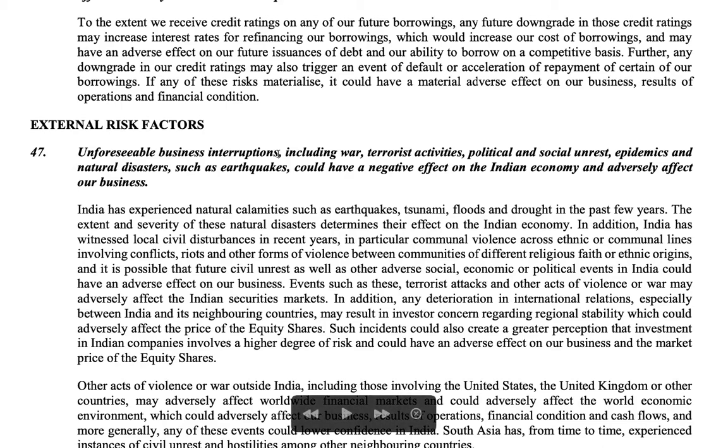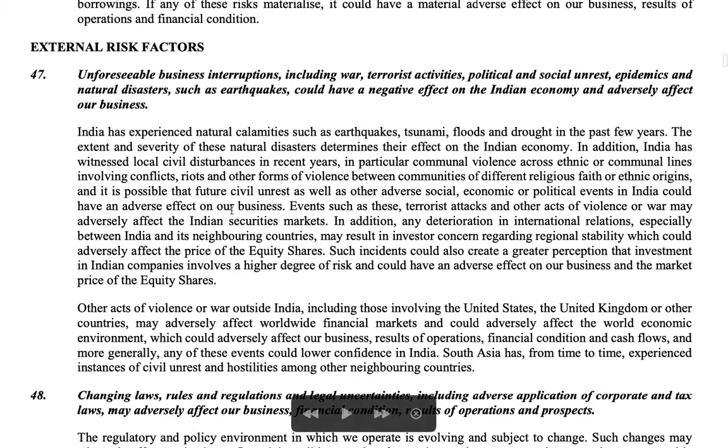So, unforeseeable business interruptions, including war, terrorist activities, political and social unrest, epidemics, and natural disasters such as earthquakes, could have a negative effect on the Indian economy and adversely affect our business. Now, again, these are risk factors that you will find in every draft red herring prospectus, right? So any act of war, an act of God, a pandemic, will have an effect on the Indian economy. We've seen how the stock market dropped in March 2020 because of the onset of the pandemic. Of course, the stock market has recovered since then.